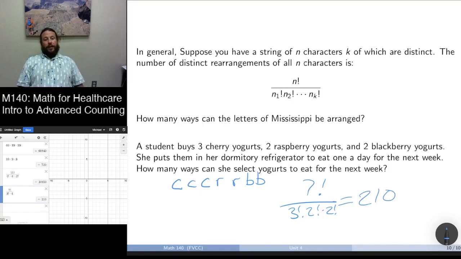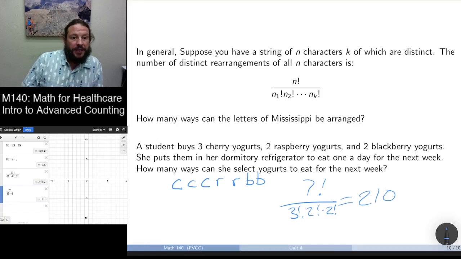But there, again, the calculation is not the hard part. It's seeing that this is basically the same problem as Mississippi. Obviously not the same numbers, but you're using the same process. Okay, and hopefully that makes sense.